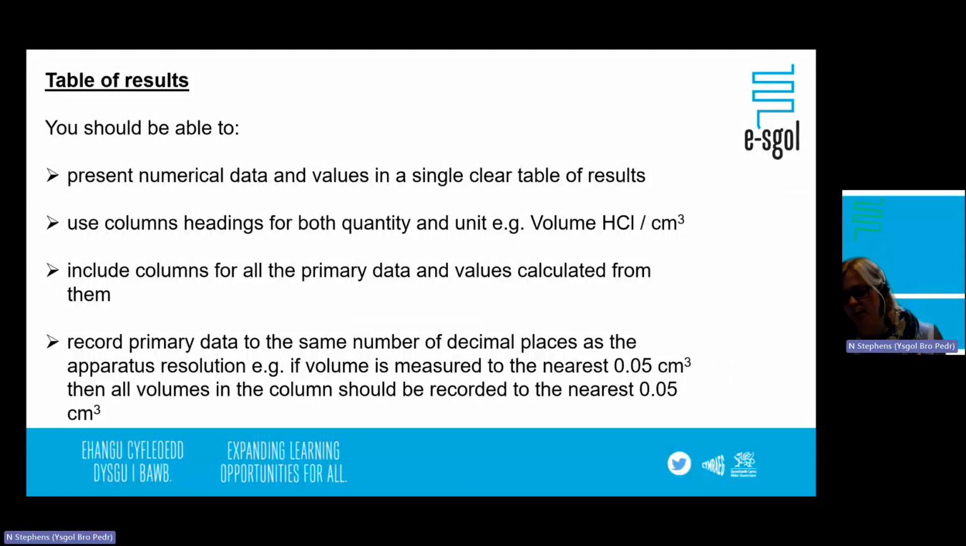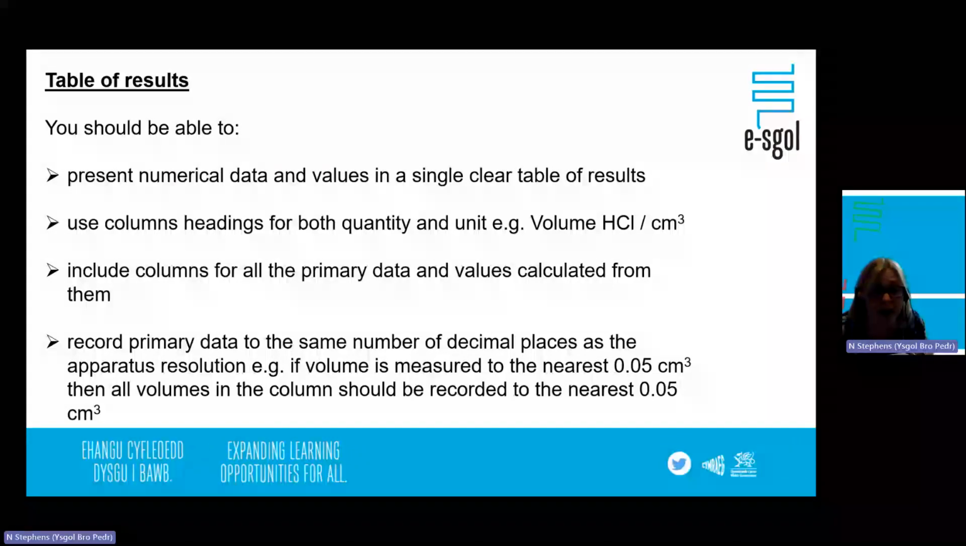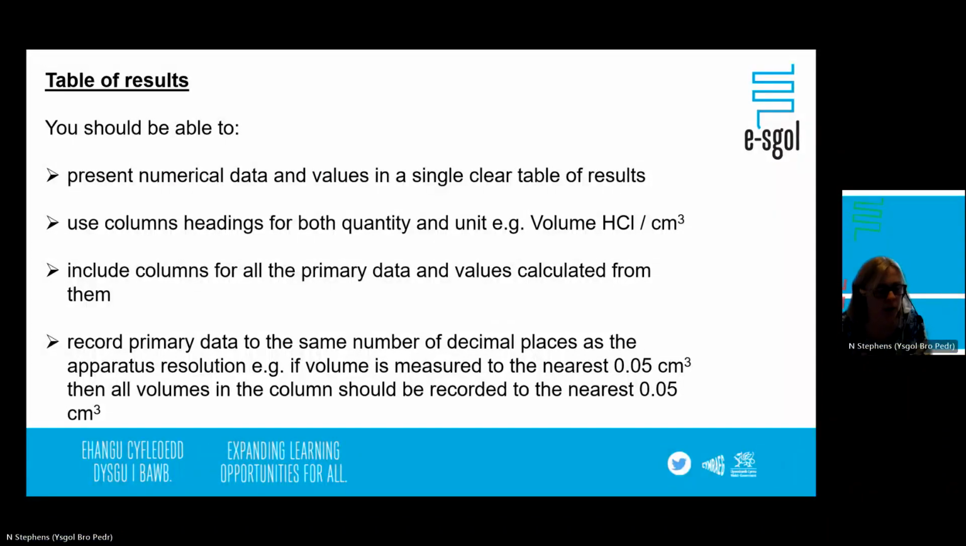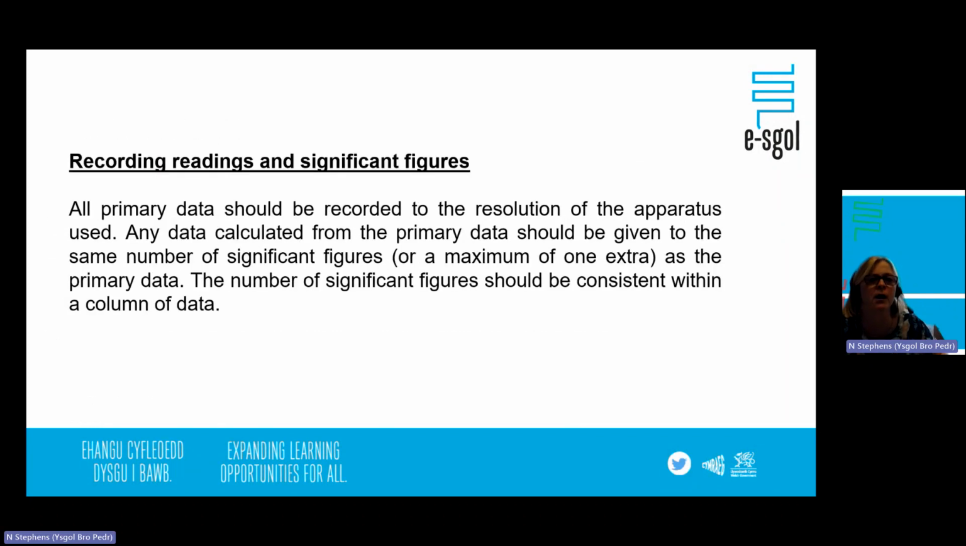So if you're using a burette, for example, in a titration, if the volume of the burette is measured to the nearest 0.05 cm³, then all your volumes in that column should also be recorded to the nearest 0.05 cm³, including your average or your mean value. Okay, and make sure that it is consistent throughout that table.